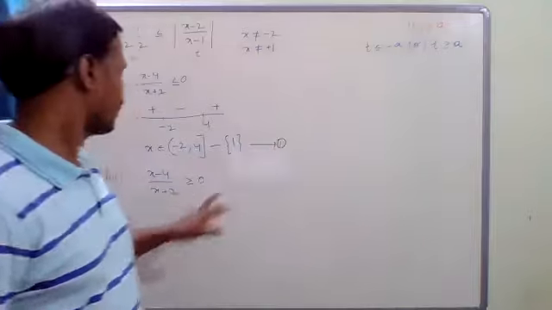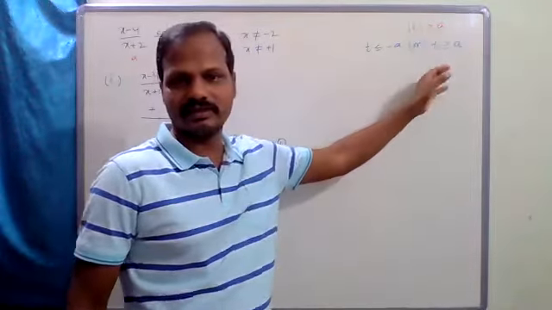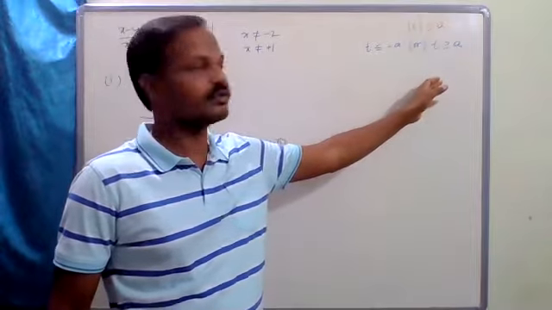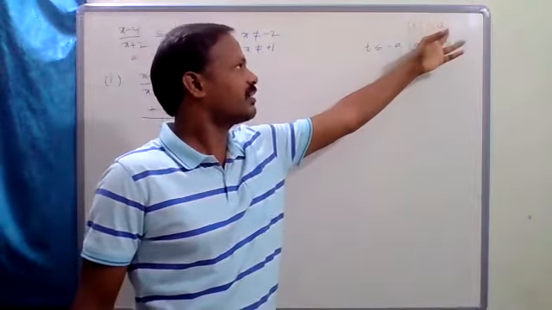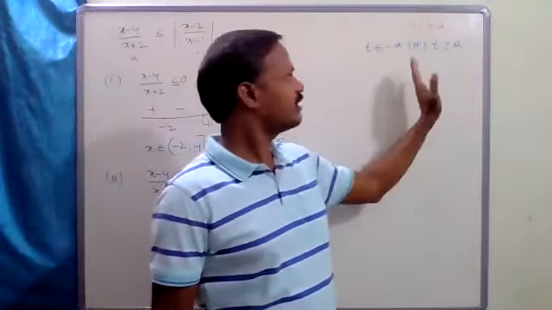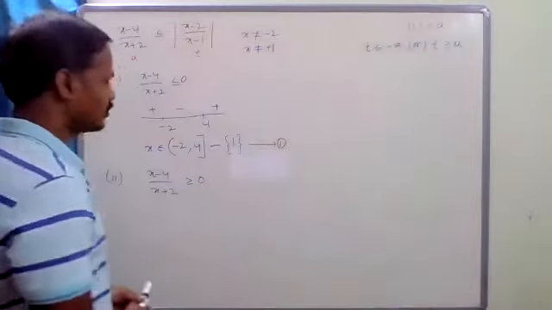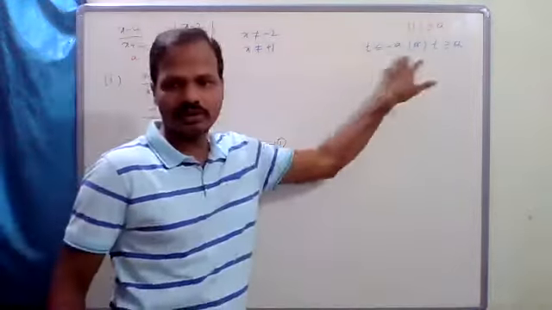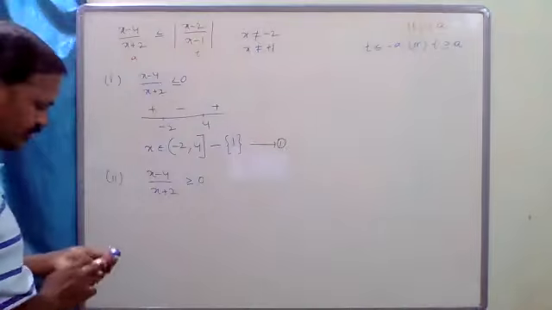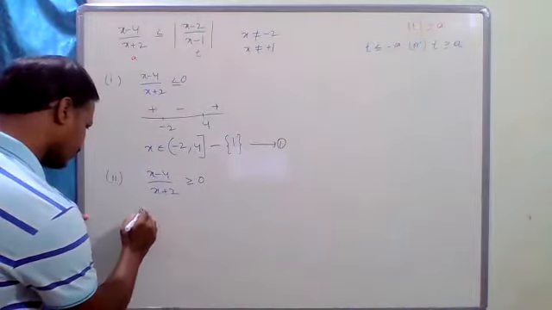Is it clear? If a is greater than 0, yesterday we discussed these modulus inequalities. If mod t is greater than or equal to a, then t is less than or equal to minus a, or t is greater than or equal to plus a. So we have to consider these two relations, and now, first one.